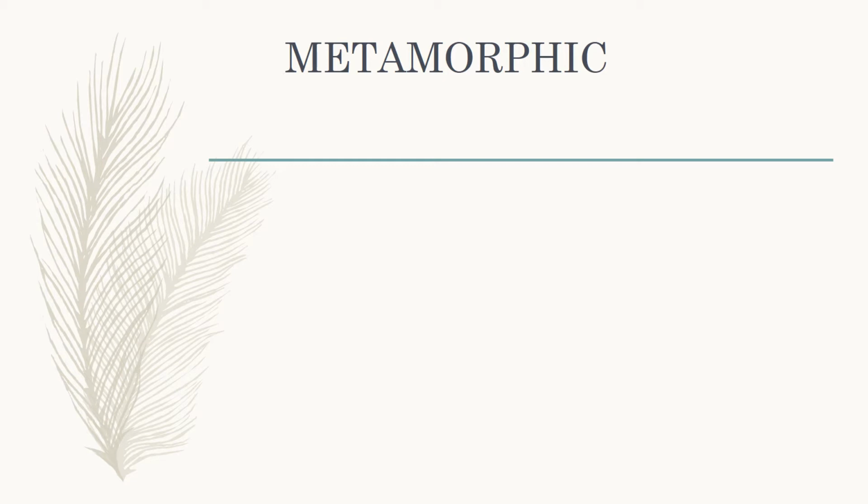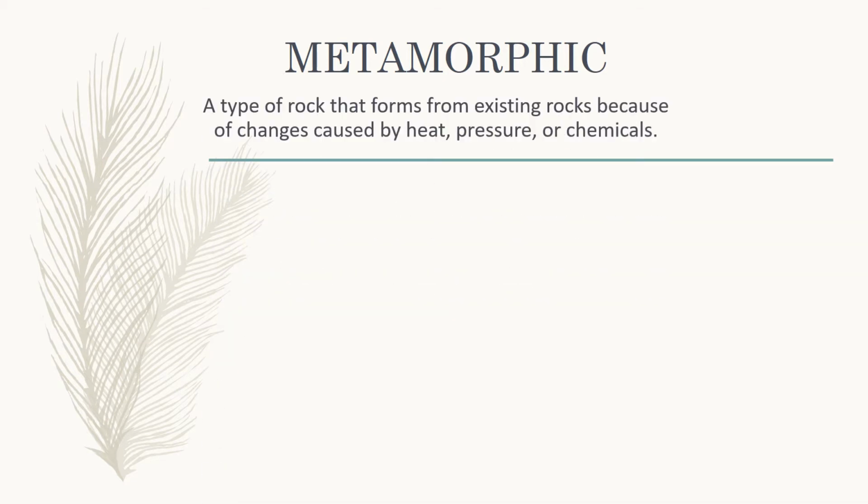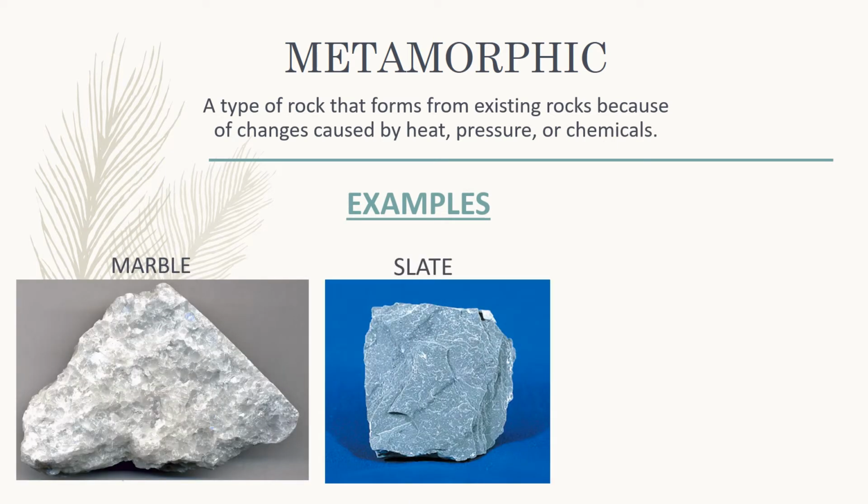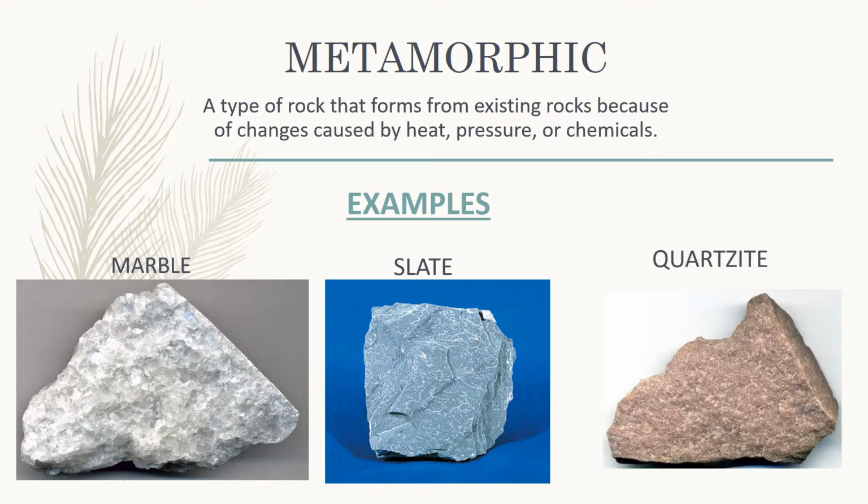The next rock is a metamorphic rock. These are rocks that form from existing rocks because of changes caused by heat, pressure, or chemicals. Some examples of metamorphic rocks are marble, slate, and quartzite.